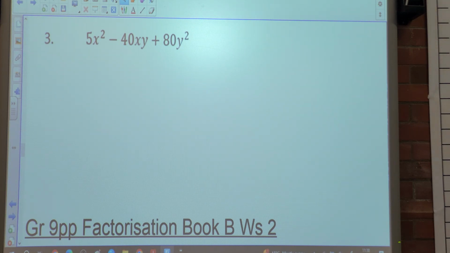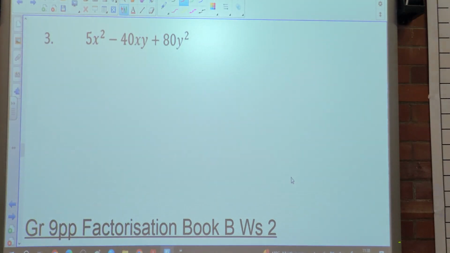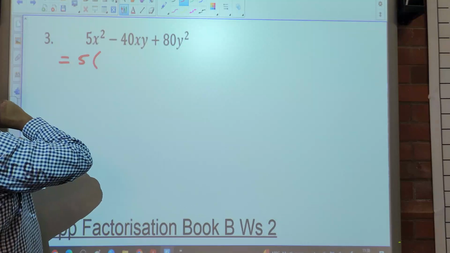What do you notice here? 5 can go into 40 and into 80, which means to say 5 is a common factor. So you must take out, remember that common factor overrides all types of factorization. So if you see a common factor, you take that out first. Okay? So you take out 5 as a common factor. What are we left with?